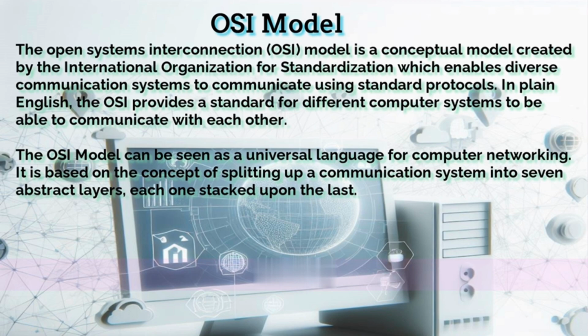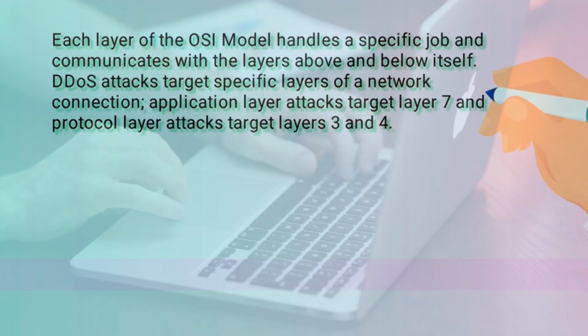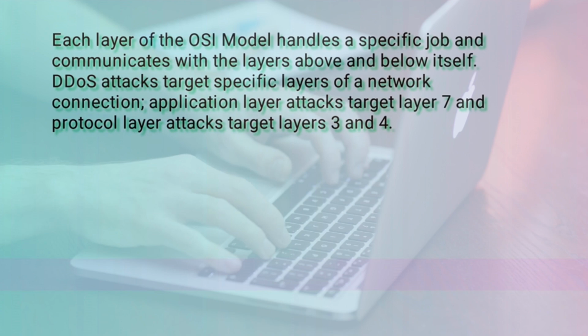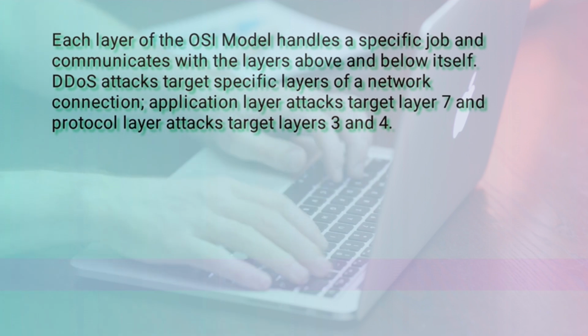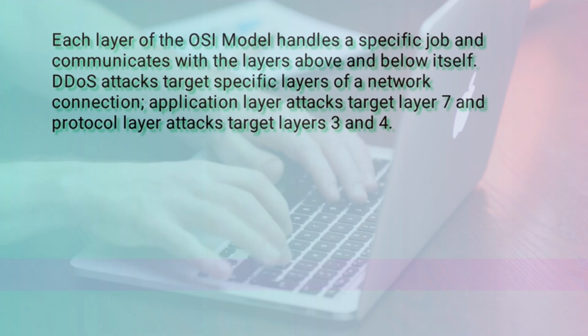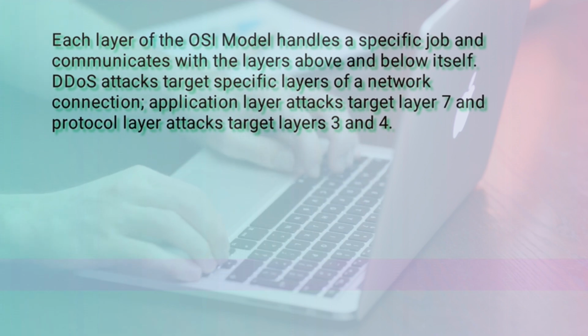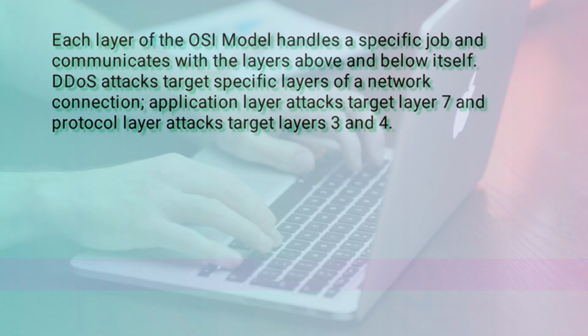It is based on the concept of splitting up a communication system into 7 abstract layers, each one stacked upon the last. Each layer of the OSI model handles a specific job and communicates with the layers above and below itself. DDoS attacks target specific layers of a network connection. Application layer attacks target layer 7 and protocol layer attacks target layers 3 and 4.